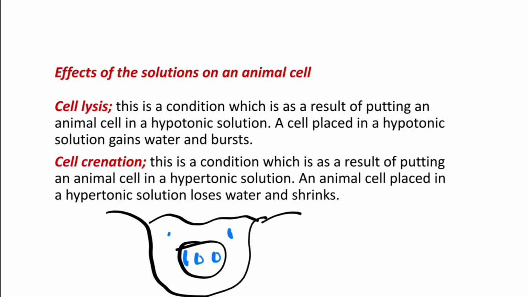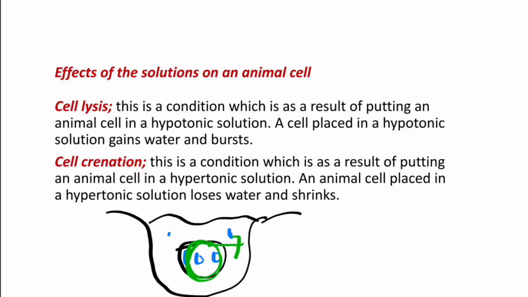The solution in the cup has low water molecules. Therefore, osmosis is going to take place. We know that osmosis is the movement of water molecules from a region of high water potential to a region of low water potential. Therefore, this cell is going to lose water. Water will move from this cell into the solution, leading to a condition known as cell crenation, where an animal cell shrinks after being placed in a hypertonic solution.